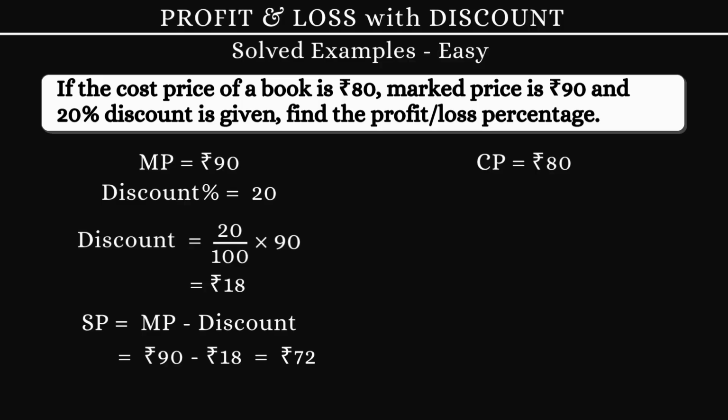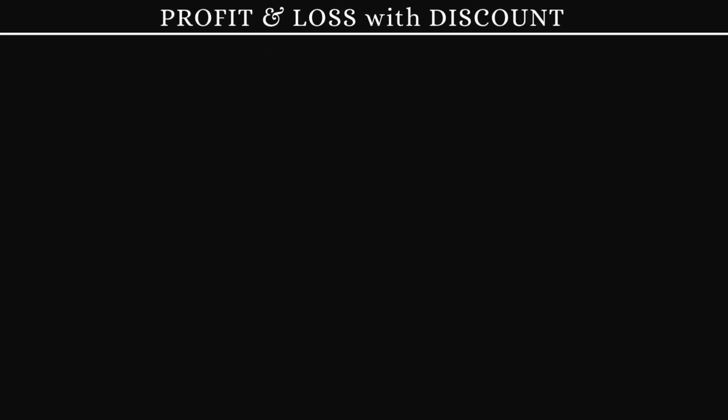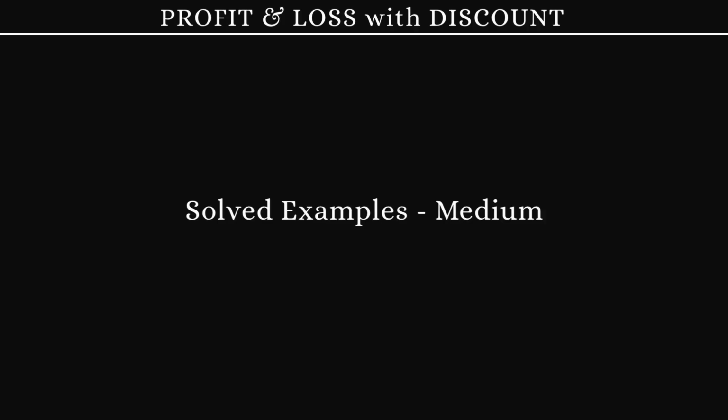Since cost price is 80 rupees and selling price is only 72 rupees, there is a loss, which is 80 rupees minus 72 rupees, and that is 8 rupees. So the loss percentage will be 8 divided by 80 into 100, which is 10%. Now we'll solve a couple of questions with moderate difficulty level.